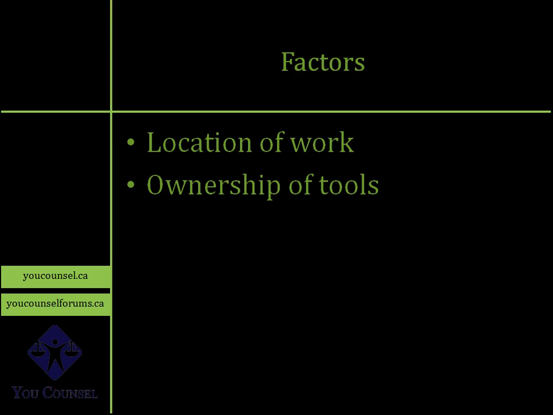And tools includes all kinds of things. Are you provided a desk? Are you provided a phone? Are you provided a computer? Are you provided a uniform? Are you provided safety boots? All of these things are considered tools. And who owns the tools? If the company for which you're providing services owns the tools and you don't own those tools, then that kind of indicates an employee relationship, not an independent contractor relationship.